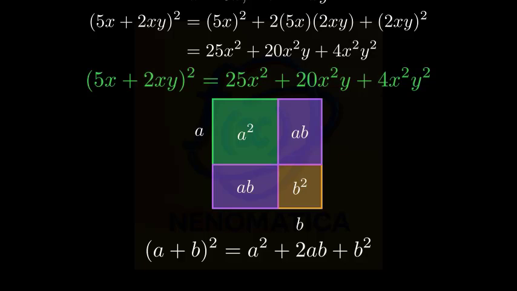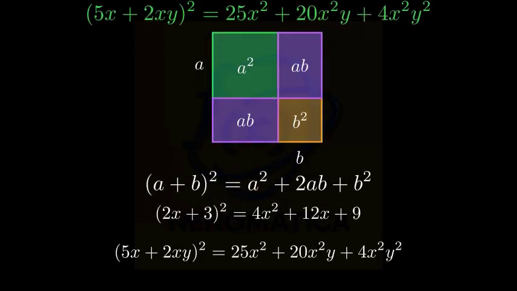Let's compare our 2 examples to see the pattern more clearly. In our first example, we expanded (2x plus 3) squared to get 4x squared plus 12x plus 9. In our second example, we expanded (5x plus 2xy) squared to get 25x squared plus 20x squared y plus 4x squared y squared. Notice the pattern in both cases.